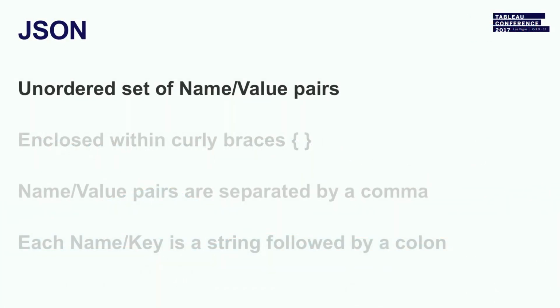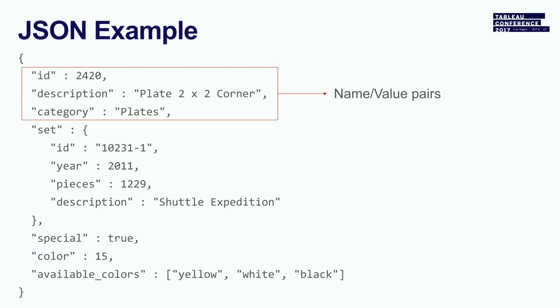Now, JSON is composed of unordered set of name-value pairs. Let's make sense of it with an example. Let's stick to the Lego theme that Stephen introduced us to. So here, you will see a description of a corner piece in Lego, and you will see that there are a lot of name-value pairs. ID, description, category, etc. are all names or keys, whereas 2420, plates, etc. are values.